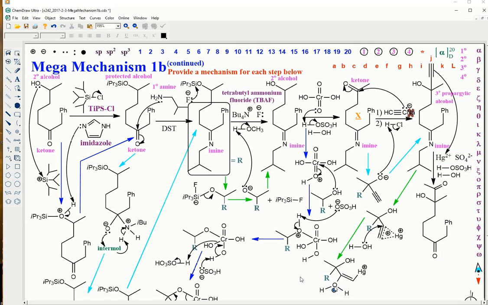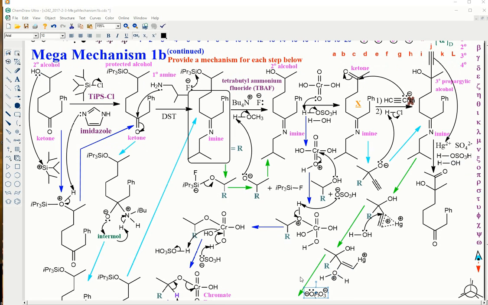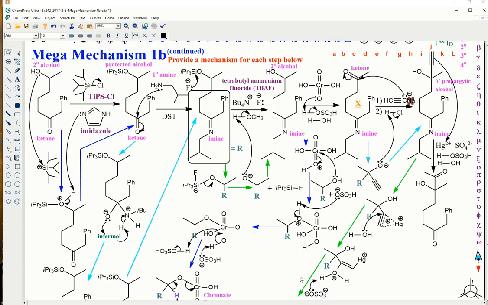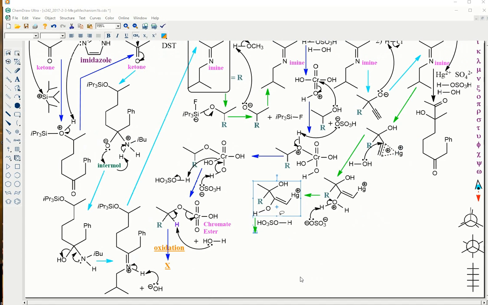Oxonium ion is going to be neutralized, as we often do, using a base. Sulfate ion, not bisulfate. We had sulfate with our mercury. It is a better base. It's the conjugate base of bisulfate. Here's the neutralization step, generating this species here.